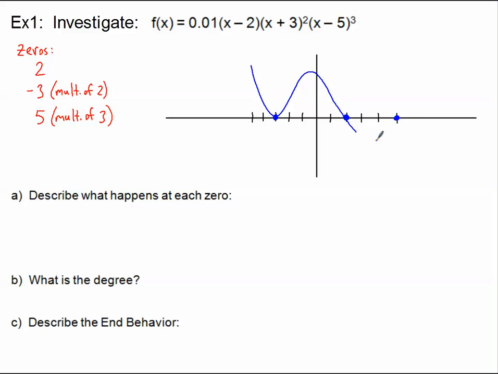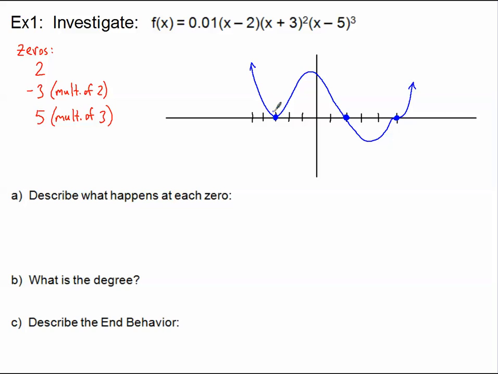Okay, and then I'm coming over here to the 5. Let's see what happens with the 5. That's a multiplicity of 3. That's the odd multiplicity, and that's my little wiggle. So when I do that, I need to curve back up, and I'm going to wiggle through the x-axis like this. And I'm going to put my arrowheads, and there's my function. That's a sketch of my function.